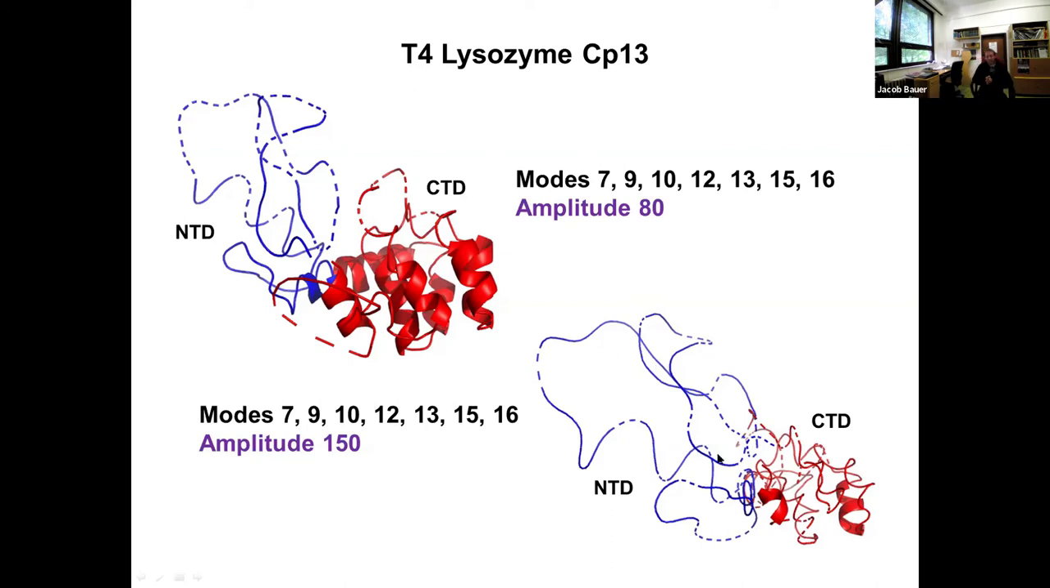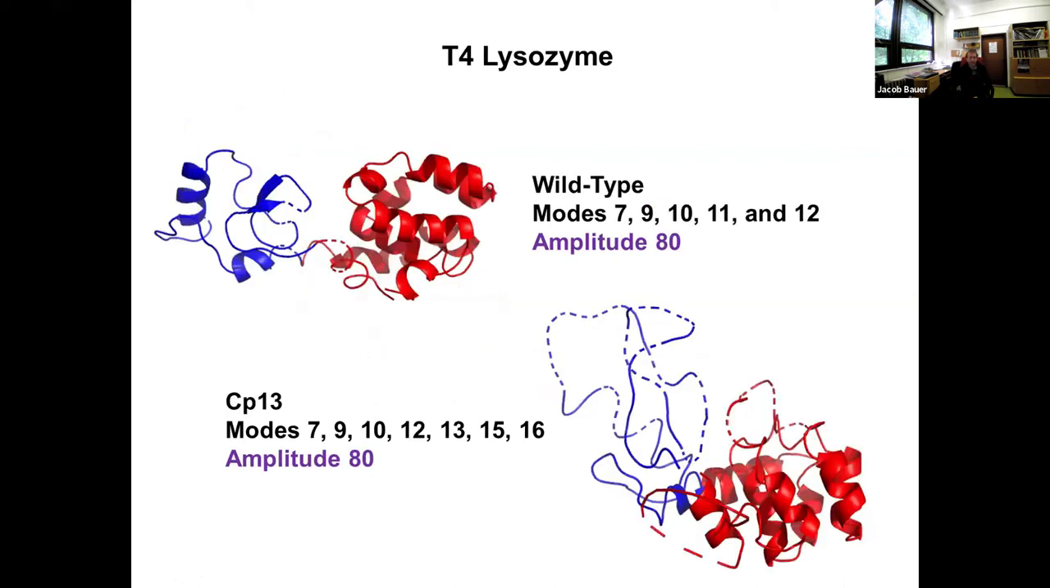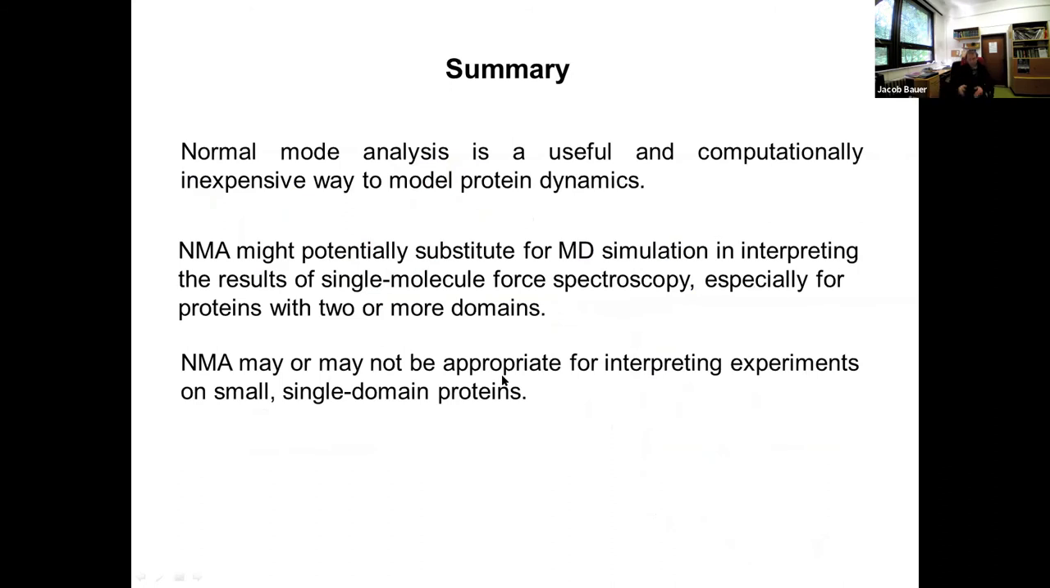So for this system, in trying to interpret these experiments, I see that normal mode analysis lets me say that for the circularly permuted mutant, the N-terminal domain does in fact come apart a lot faster than it does for the wild type. At the same relative amplitude, the N-terminal domain for the wild type is still more or less intact, but it is not in this state for the circularly permuted mutant. I also did this for a number of other structures, which I probably don't have time to talk about now.